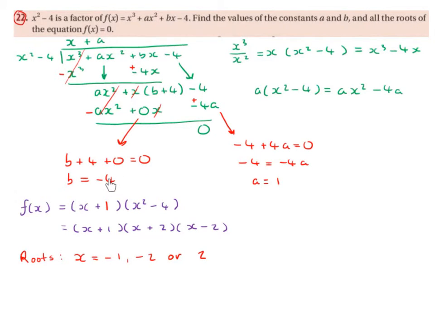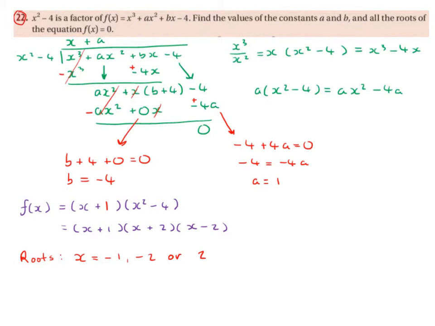So b is equal to minus 4. And then minus 4 plus 4a is equal to 0. So minus 4 is equal to minus 4a, so a is equal to 1. So b is equal to minus 4 and a is equal to 1. Alternatively, you could have not changed the signs and put like to like. So you could have said b plus 4 is equal to 0 and then solved for b, or minus 4 is equal to minus 4a and again solved for a. So now we have b is equal to minus 4 and a is equal to 1.